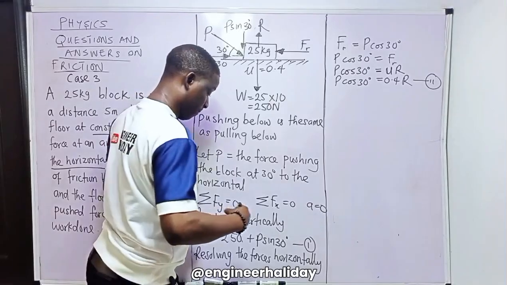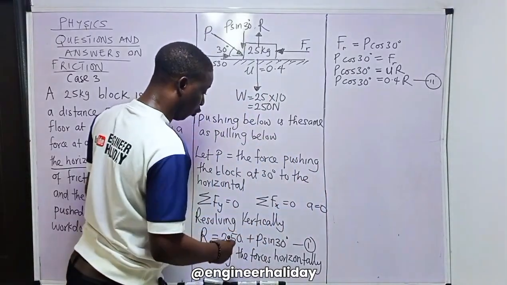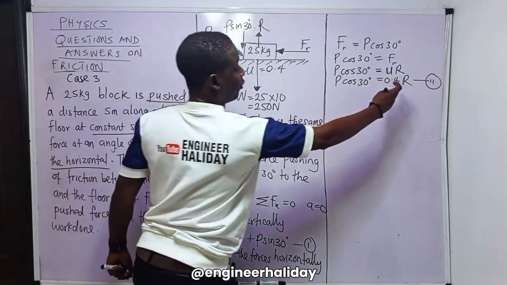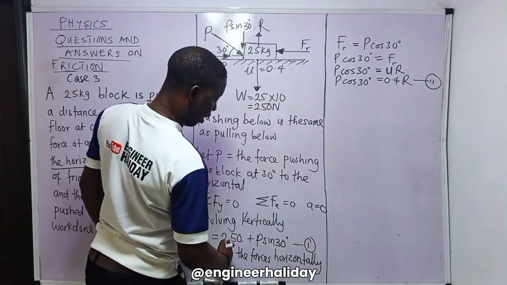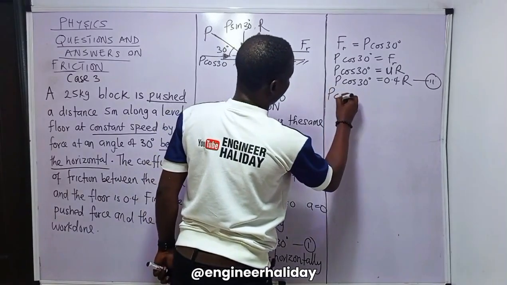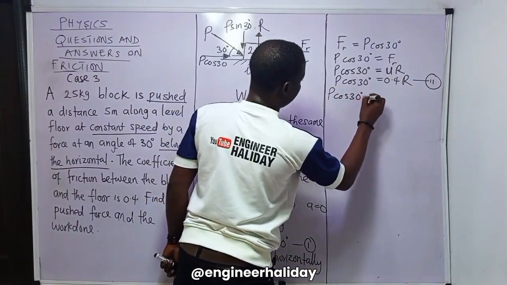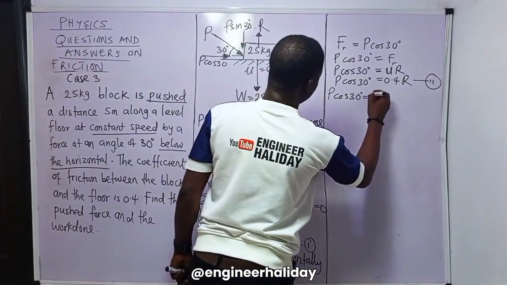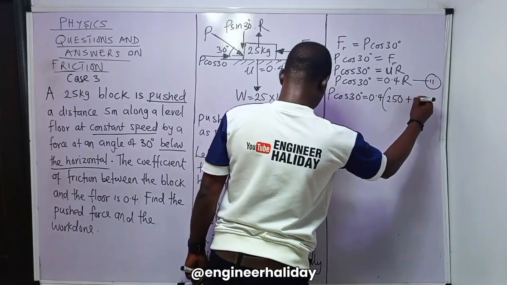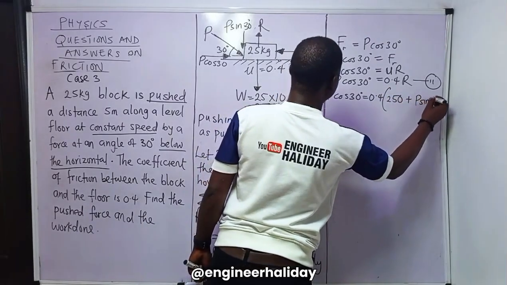Now, what do we do now? Let's put equation 1 in 2. Anywhere we see R, we substitute R by replacing it with 250 plus P sine theta. We then have P cos 30 degrees equals 0.4 into bracket 250 plus P sine 30.